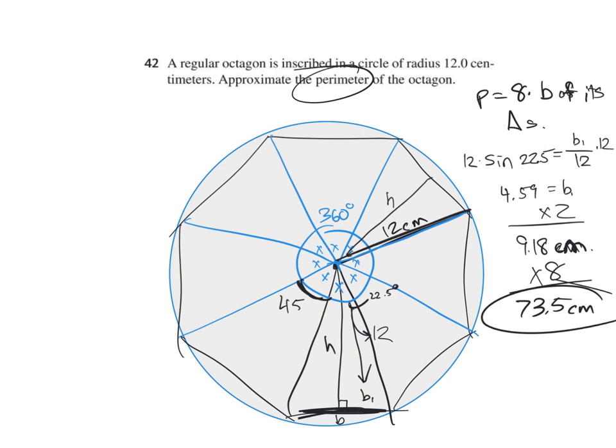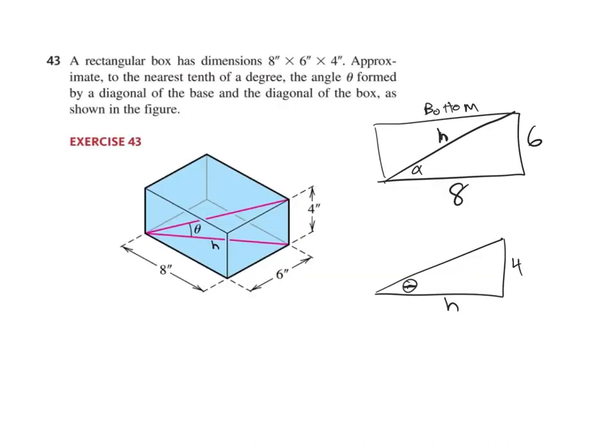All right, 43. We got a box here. Now I have the bottom of the box at the top with h as the hypotenuse of the bottom of the box. So we have the side lengths. We can figure out what h is. We could use the Pythagorean theorem, or we could use theta. We have to find theta first. Let's just use the Pythagorean theorem. It's just simpler, I guess.